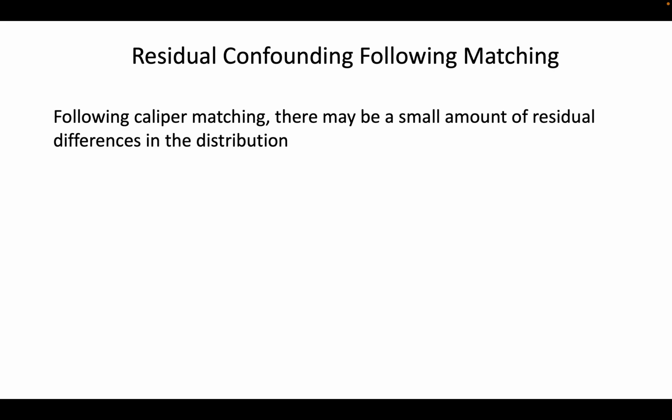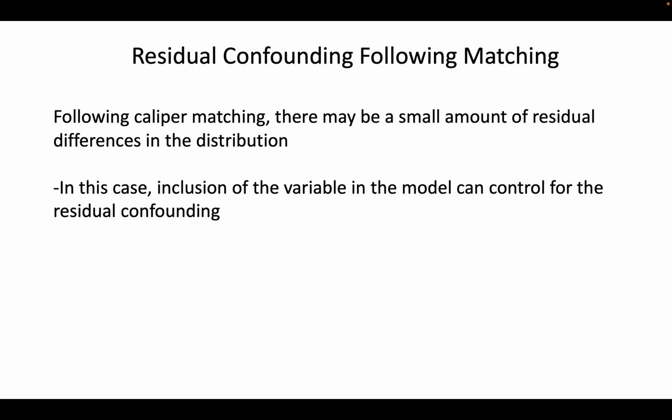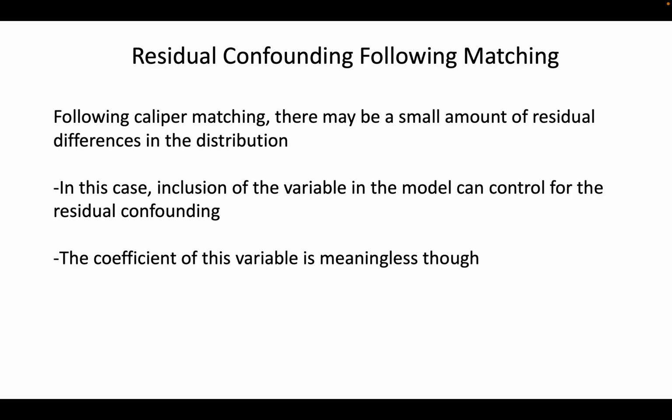Residual confounding is something I just want to talk about briefly. When you caliper match, there's likely some little residual differences in age between the two groups. In that way, if you include the variable in the model, you can control for the confounding that remains. And the coefficient is still meaningless. Like I said before, it's not there to learn about how the match factor is related to the outcome. It's there just to control for the bias you've created.